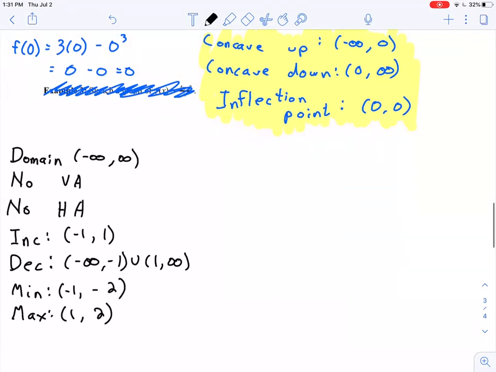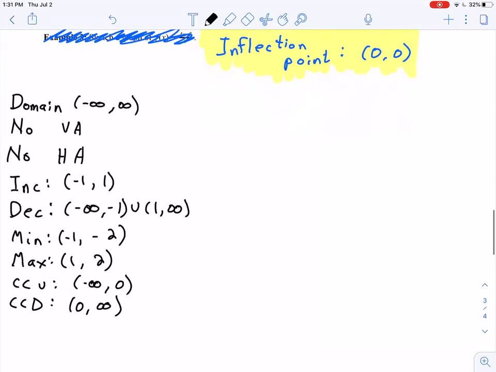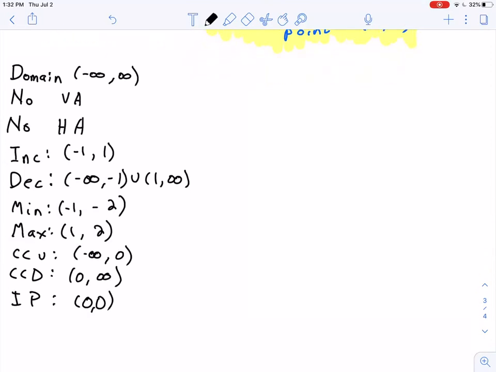Our function is concave up on negative infinity to 0, concave down on 0 to positive infinity. We have an inflection point at 0, 0. Okay. So we found all of the information, which is great. That's awesome. Now we just got to make sense of it all. Now we just got to sketch a graph.